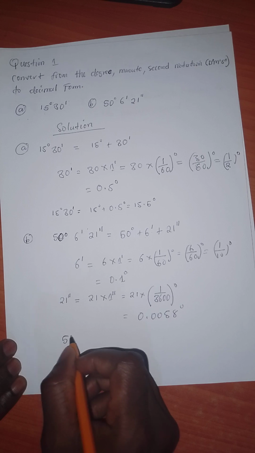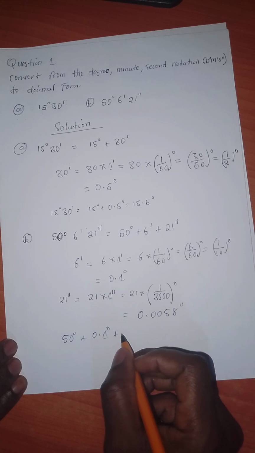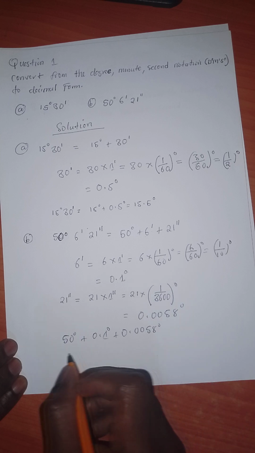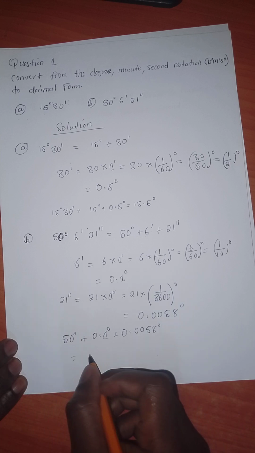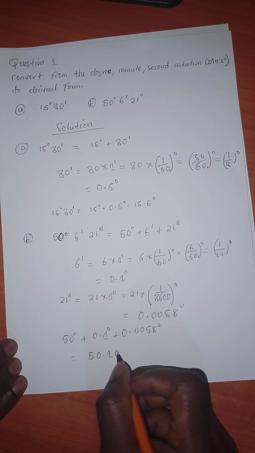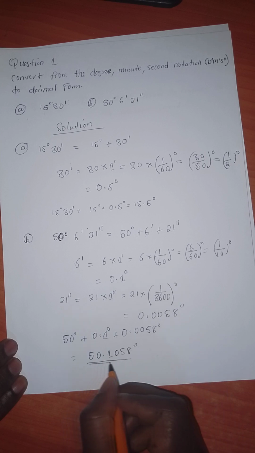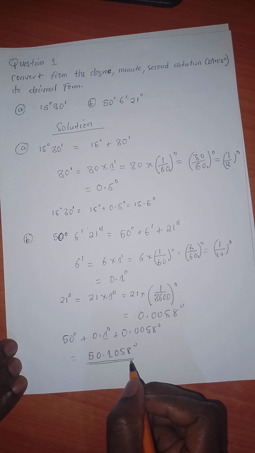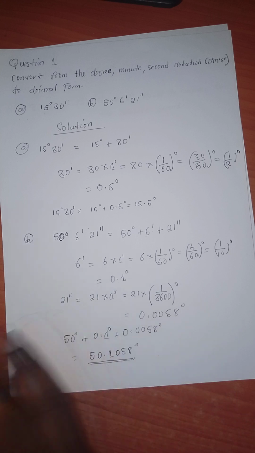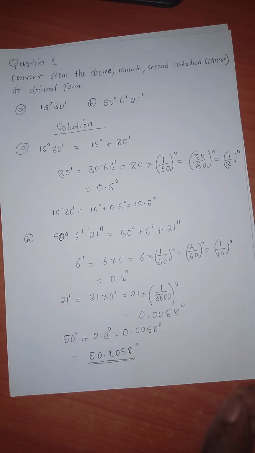So now we have 50 degrees plus 6 minutes, which we know to be 0.1 degrees, plus 21 seconds, which we know to be 0.0058 degrees. This will give us 50.1058 degrees. So that is our final answer for 50 degrees 6 minutes 21 seconds in decimal form. So guys, this is how we convert from the degree minute second notation to the decimal form notation.